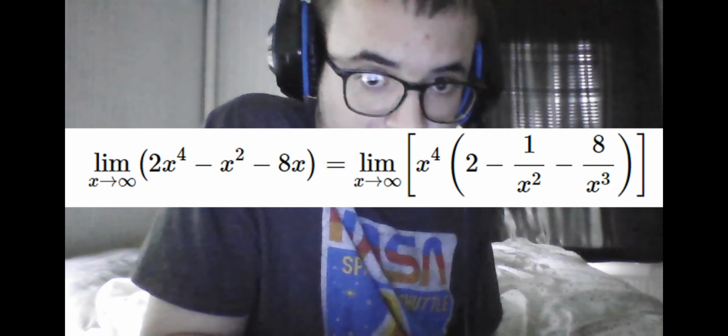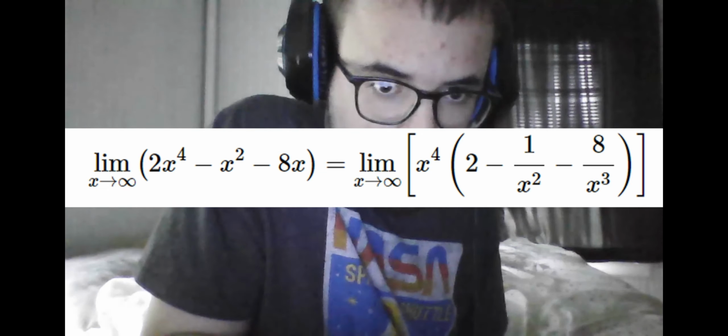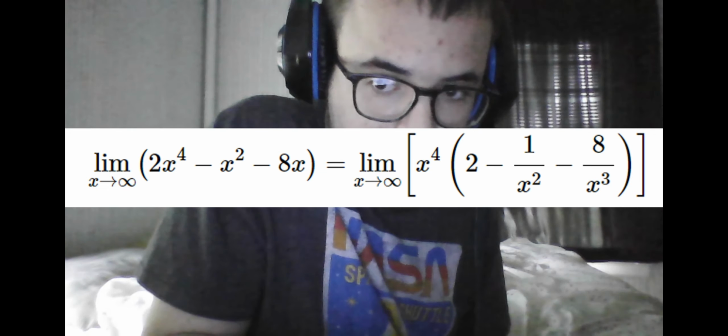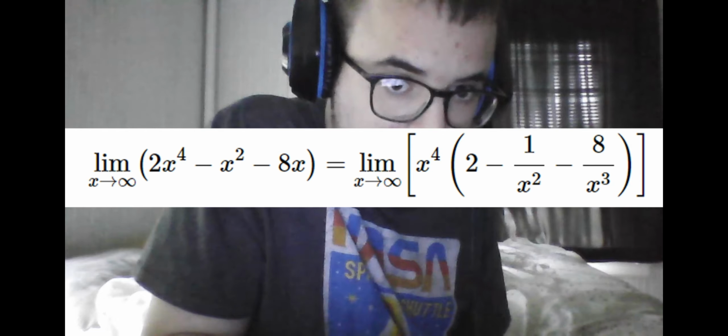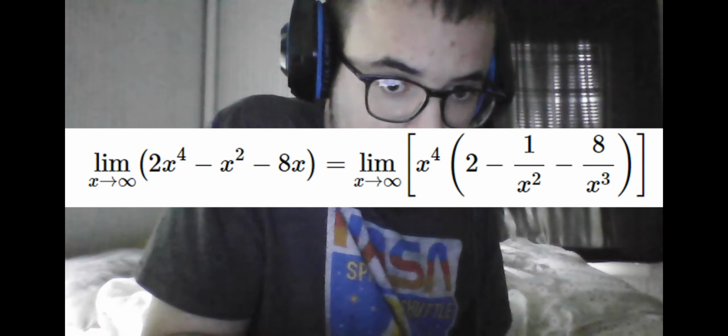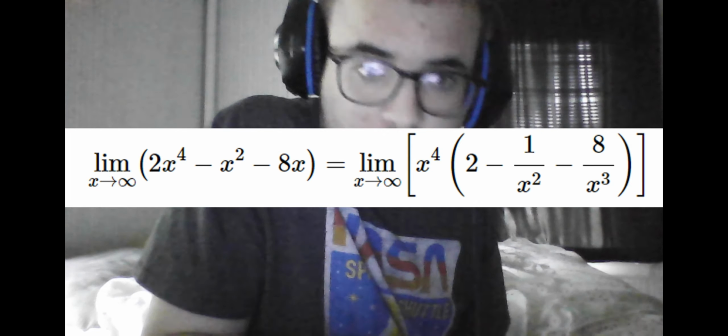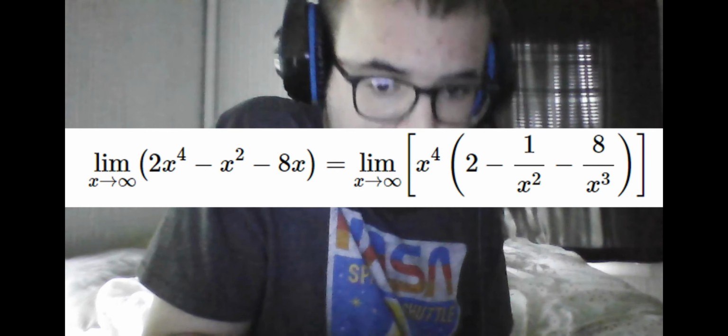But the x to the fourth power, what we factored out, has a limit of infinity, and we remember an infinite limit times a finite limit is simply infinity. So that is our conclusion for what our limit is.